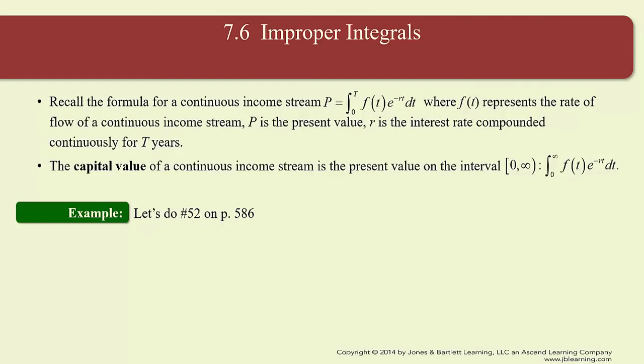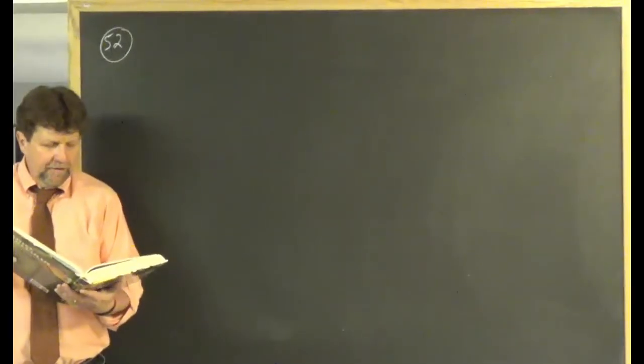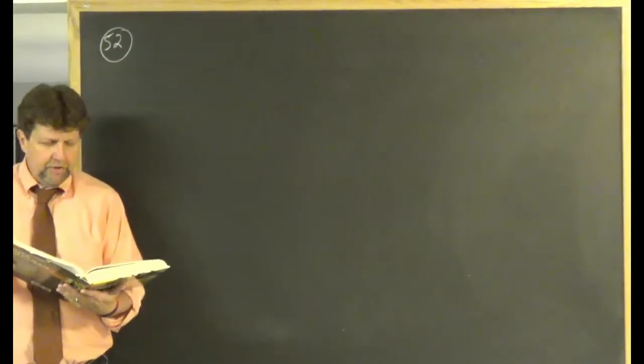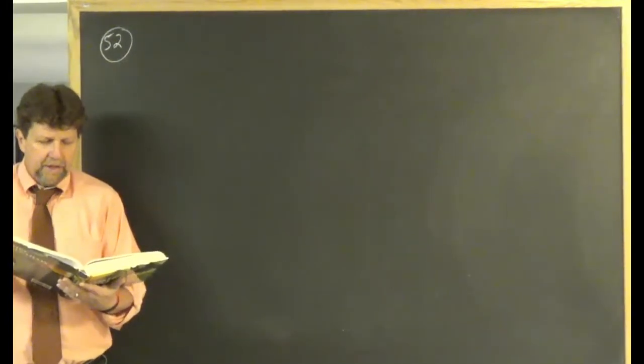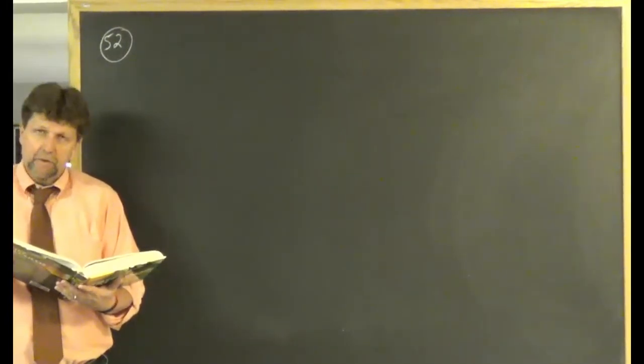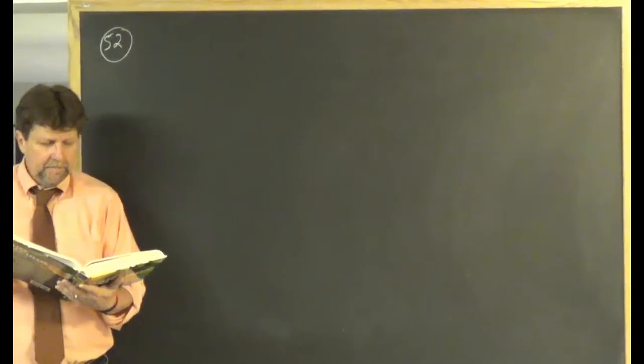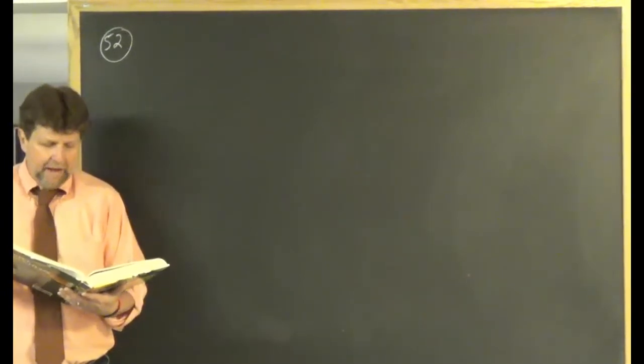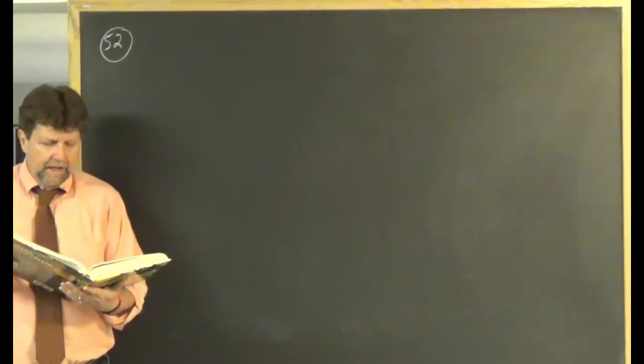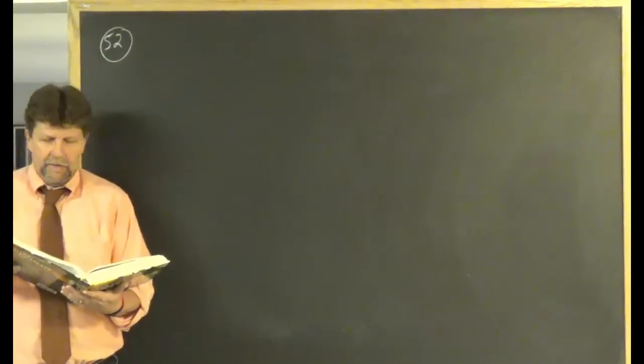So I'm going to head off to the chalkboard to do number 52 on page 586. All right, number 52 here. It says Ginger owns a rental property that generates an indefinite annual rent of $6,000. Determine the capital value of this property at an annual interest rate of 8.5% compounded continuously.